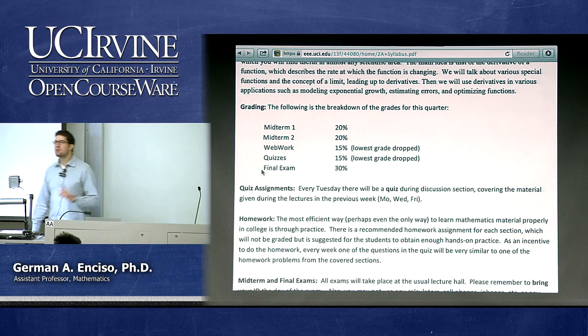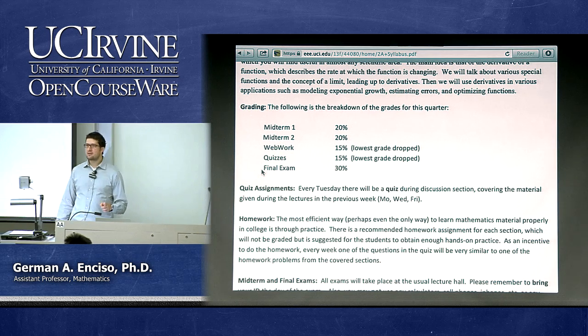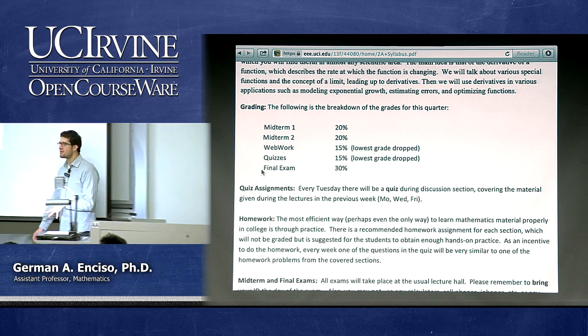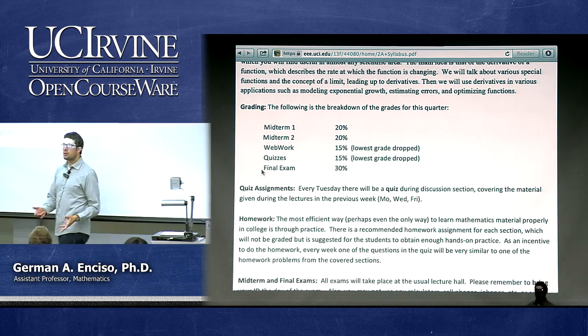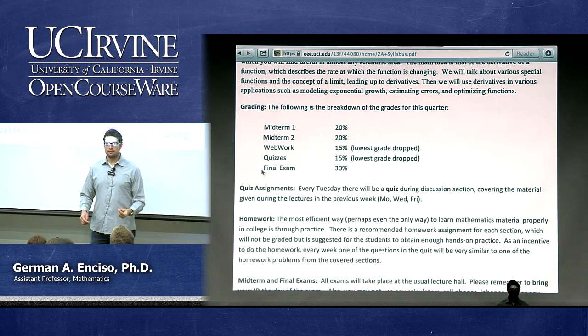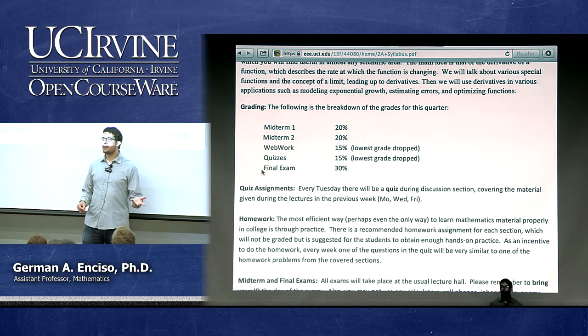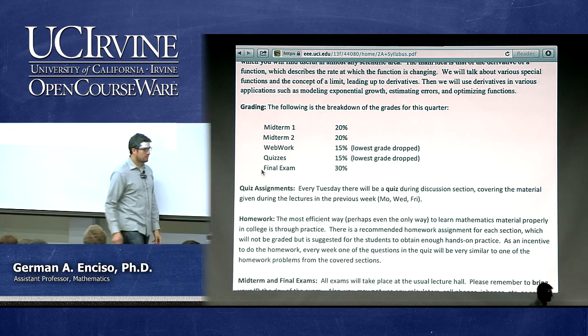And the lowest grade will be dropped. Now, there's also a number of quizzes, and we're also going to drop the lowest quiz. So if for some reason during the quarter, somebody in your family, God forbid, passes away, or you have a problem, or you really couldn't make it, that's okay, that grade gets dropped. That means you're not handicapped in any way with respect to your classmates, okay?